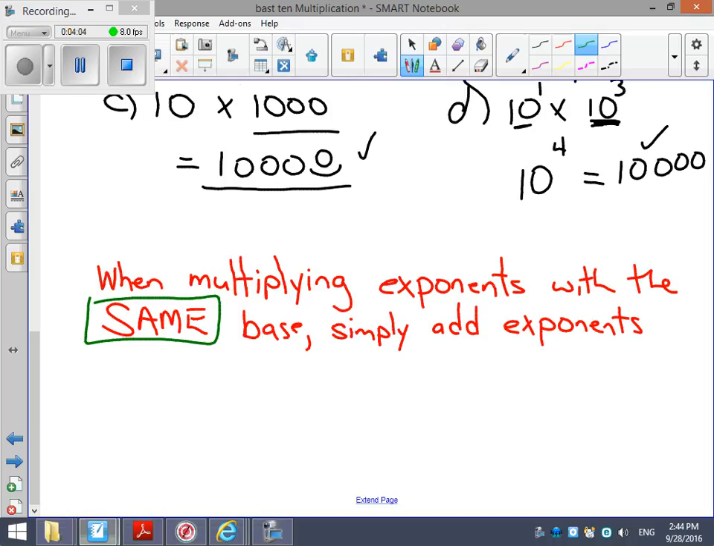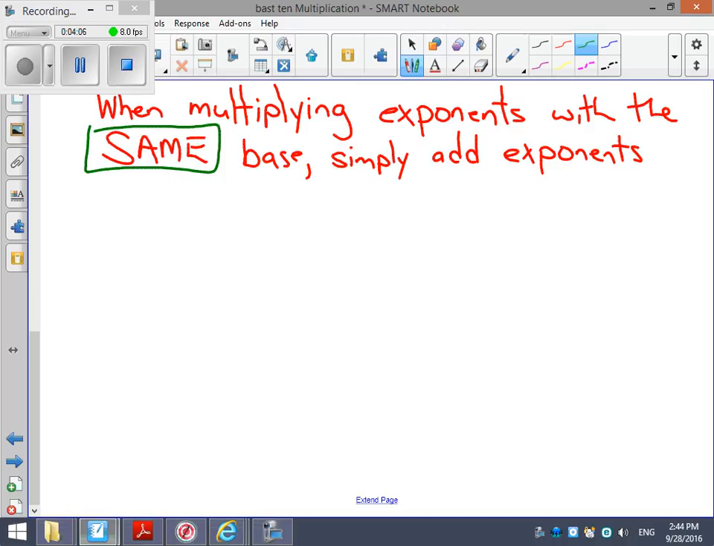So just to do a few more with you, and we did a whole bunch today, it doesn't matter if it's 10 anymore. If the base is the same, so 3 to the power 3 times 3 to the power 2, because of the rule of same base, add the exponents, this will be 3 to the power 5. We're simply adding that 3 plus 2.